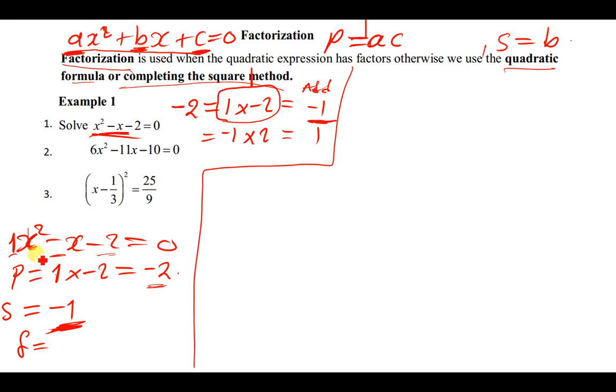So we have x squared minus x minus 2 is equal to 0. So where we have negative 1, we're going to replace it with these two numbers, positive 1 and negative 2. So we have x squared, positive 1 is just the same as positive x, negative 2 is just the same as negative 2x, then negative 2 there is equal to 0.